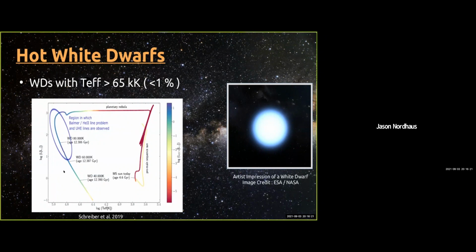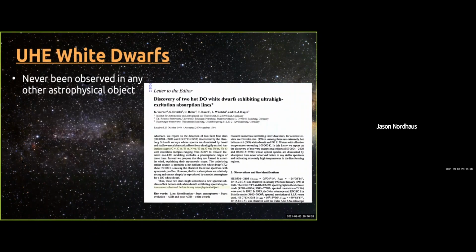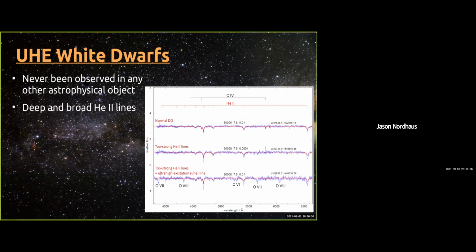Among the hottest white dwarfs, an interesting phenomenon occurs, which is white dwarfs showing ultra-highly excited metals in their optical spectra. These objects were discovered nearly 3 decades ago, and prior to that, these features had never been observed in any other astrophysical object. Here you can see 3 different spectra. In the first one, you see a normal DO white dwarf, and the blue lines represent the observations and the red lines represent the models. As you can see in the first one, the observations match the models quite nicely.